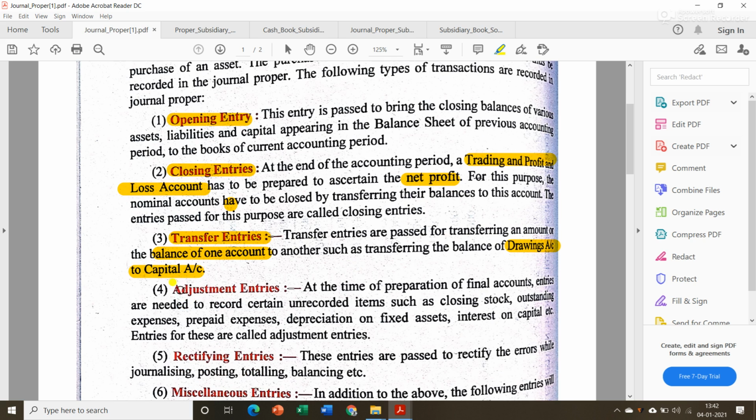Okay, the next is adjustment entries. At the time of preparation of final accounts, that is our trading and profit and loss account, entries are needed to record certain unrecorded items such as closing stock, outstanding expenses, prepaid expenses. So for all these kinds of items we pass a journal entry, and that is known as adjustment entries.